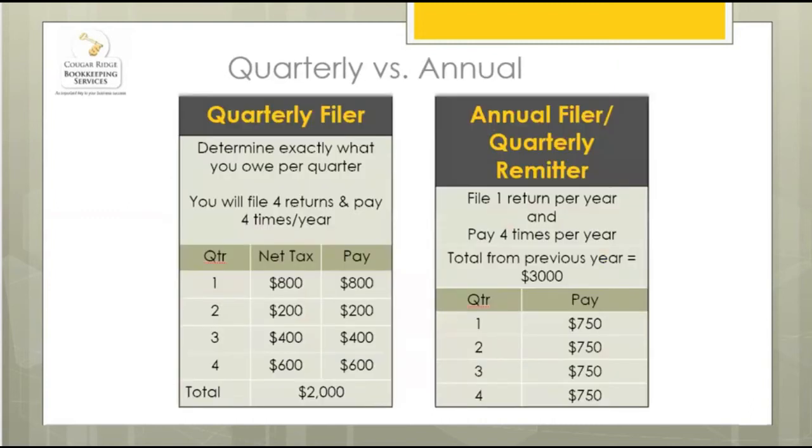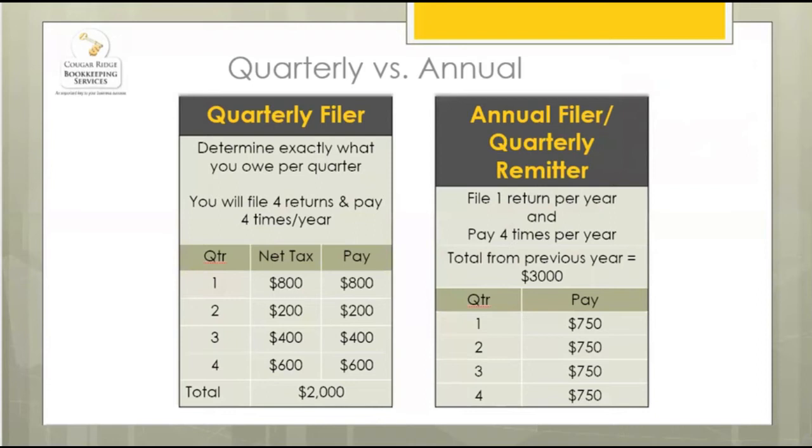So here's an example of why we quite often recommend that annual filers call into CRA and ask to be changed to quarterly. If you are a quarterly filer, that means that every 3 months you're going to file your GST return. You're going to report what your sales were. You will report how much GST you collected on those sales. You'll report how much GST you paid out to your vendors, and you will pay the net tax.